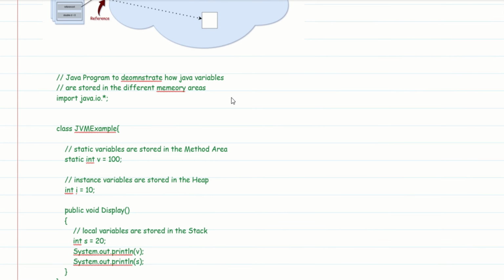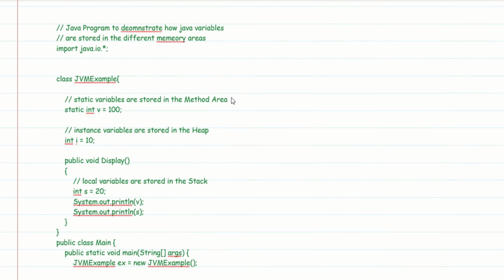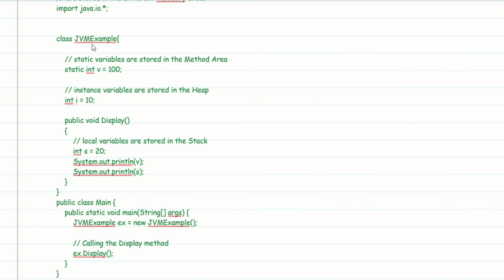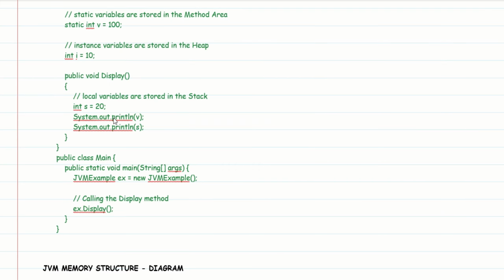So here is a Java program to demonstrate how Java variables are stored in different memory areas. I have created a JVM class with static, instance and local variables to demonstrate how they are stored in different memory areas. Static variables are stored in the method area. Then we have instance variables, which are stored in the heap area. Then we have local variables, which are stored in the stack.